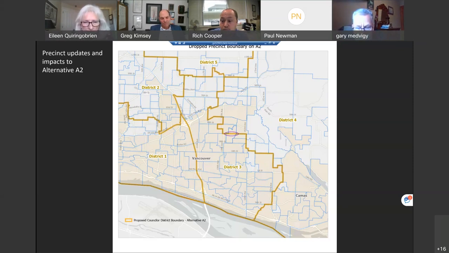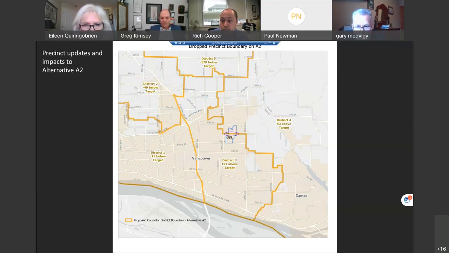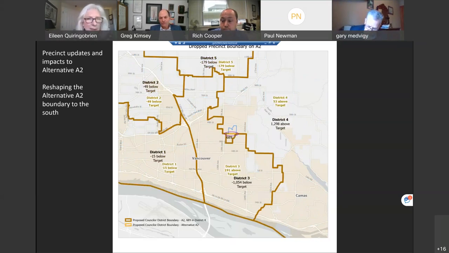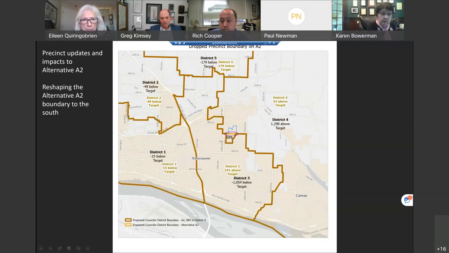Right. So to provide a graphic for what Rich is talking about, again, this is just altering alternative A2. If we left this proposed precinct as is, you'd see the boundary go to the south. If you see the number 689, you see the brown line going south of that and then back up. This is following this new precinct boundary. So that's an option, but it would throw the population numbers off significantly.